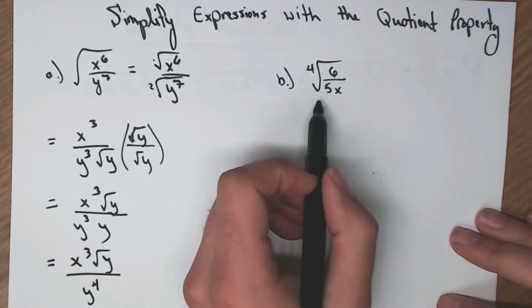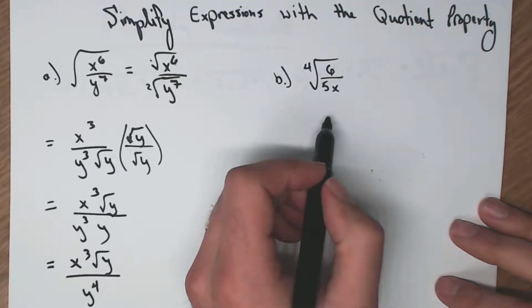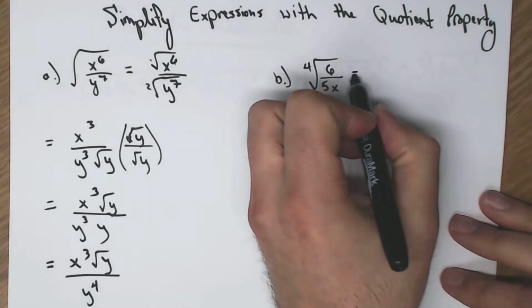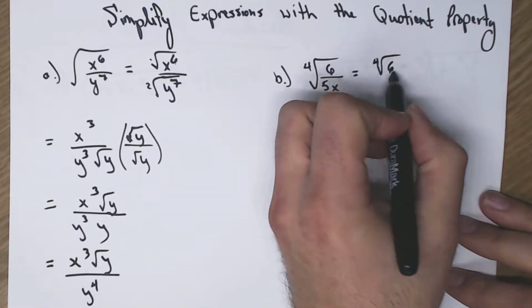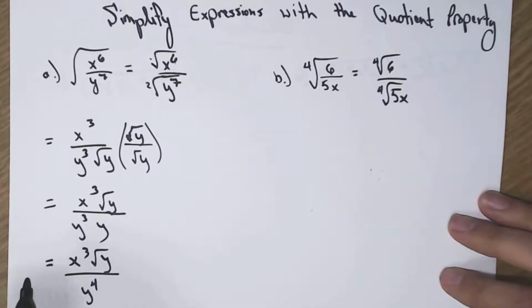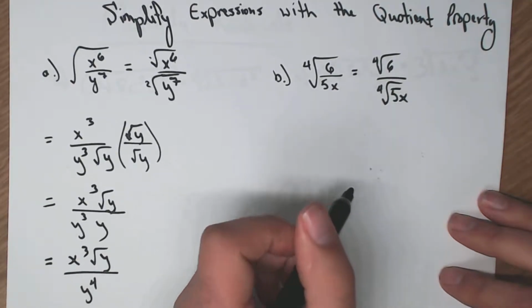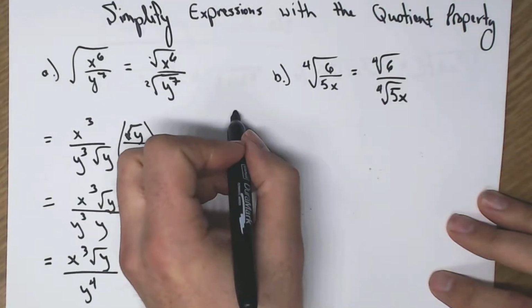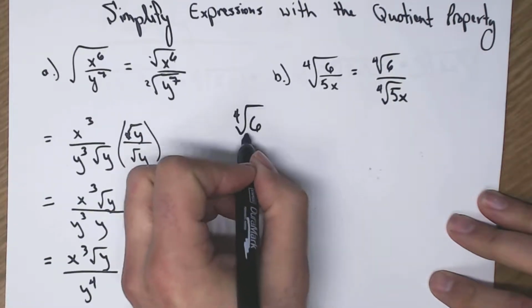Go on to our next one over here. This is the 4th root, so we're still going to split this up: 4th root of 6 over 4th root of 5 over x. This one's going to be a little bit more complicated. I'm going to rewrite this whole thing down here.